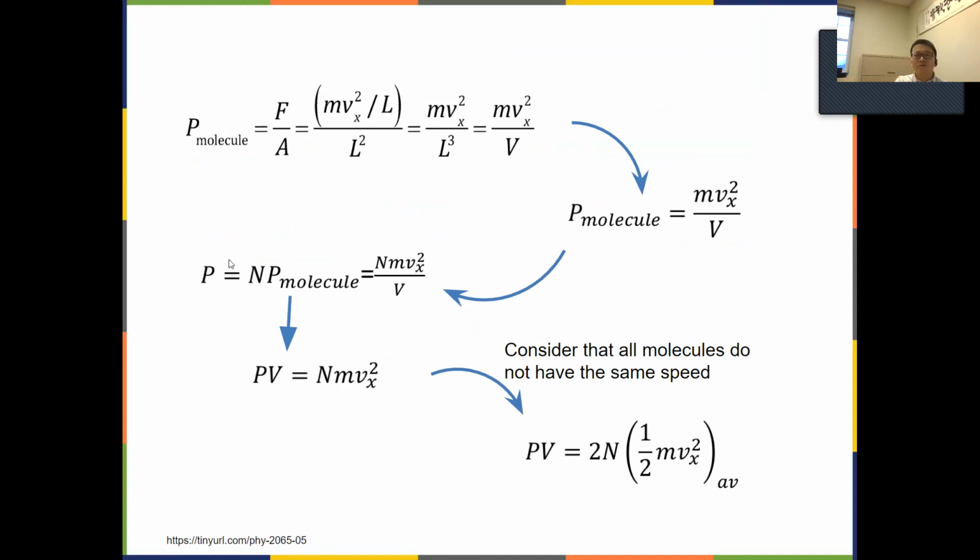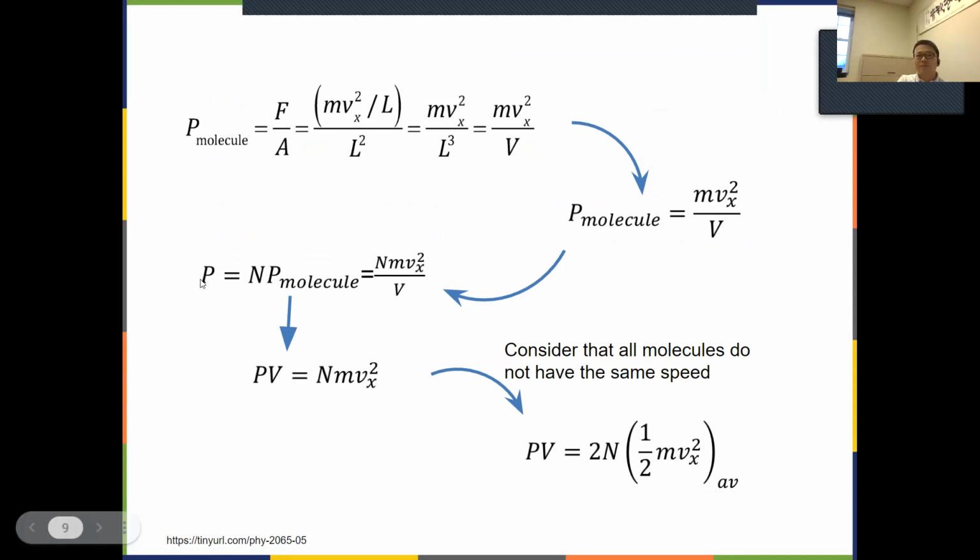But the overall pressure by all the molecules, if there are N molecules, right? So it is N times of this term, N times of mvx squared over V. So then overall P is equal to N mvx squared over V. If you multiply everything by V, you get rid of V on this side, but you will have P times V on the left-hand side. So then PV equals N mvx squared, okay?